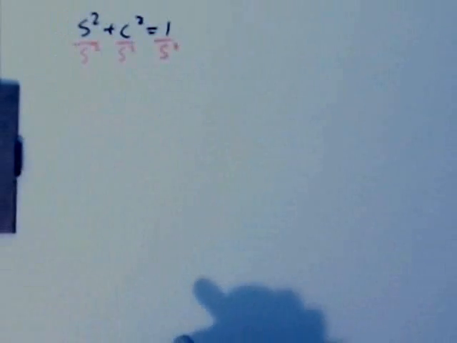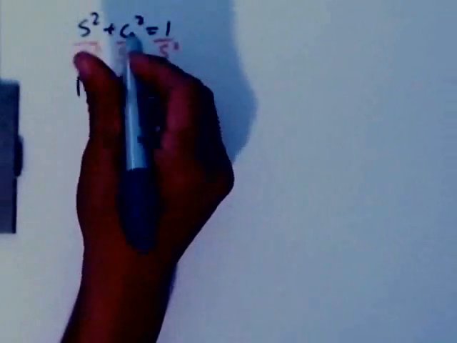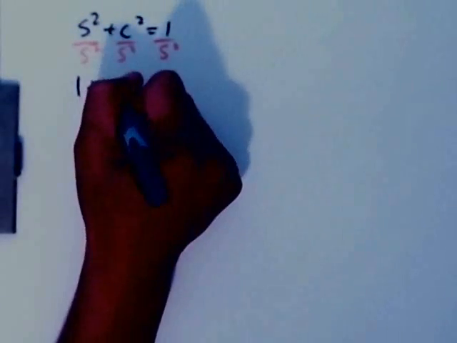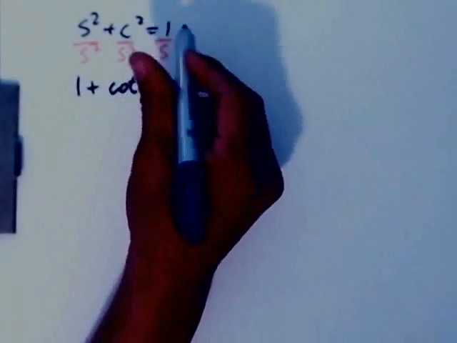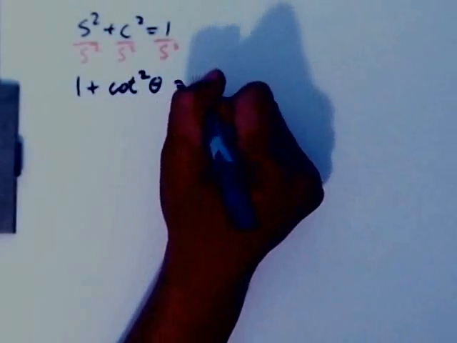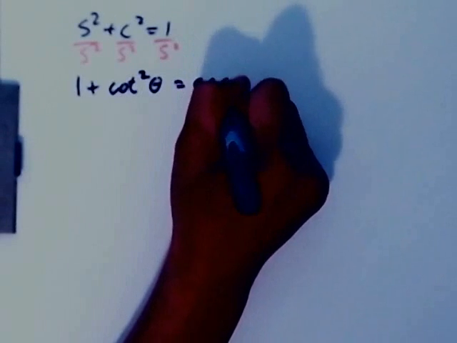Sine squared over sine squared is going to be 1. Cosine over sine is the cotangent, squared of theta. 1 over the sine is the cosecant. So it becomes cosecant squared of theta.